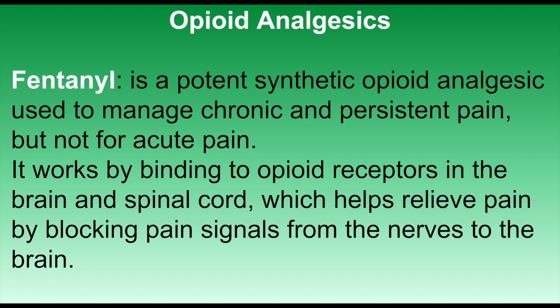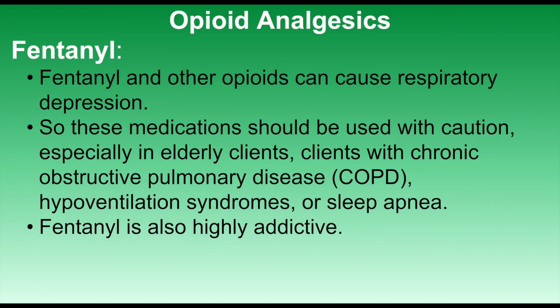Phentermine is a potent synthetic opioid analgesic used to manage chronic and persistent pain, but not for acute pain. It works by binding to opioid receptors in the brain and spinal cord, which helps relieve pain by blocking pain signals from the nerve to the brain. Phentermine and other opioids can cause respiratory depression. So these medications should be used with caution, especially in elderly clients with chronic obstructive pulmonary disease, hypoventilation syndromes, or sleep apnea. Phentermine is also a highly addictive medication.